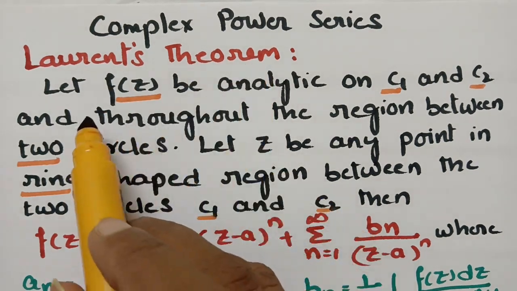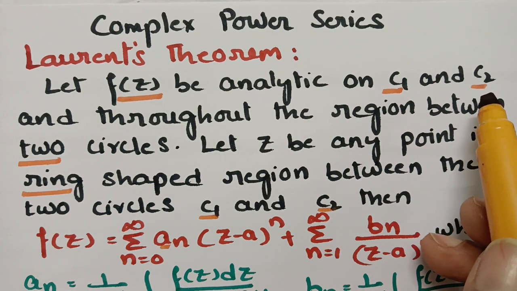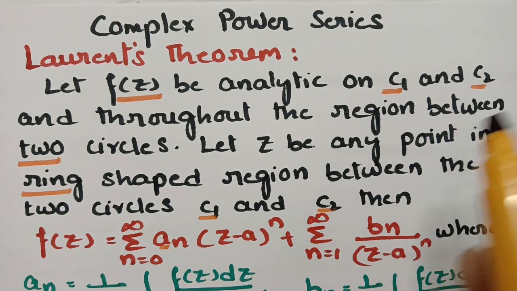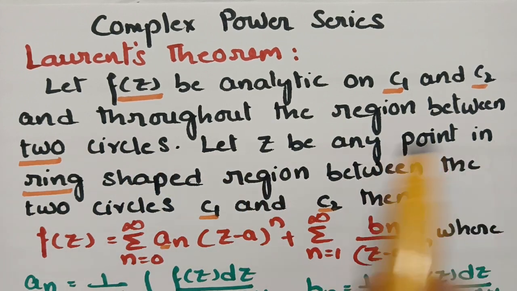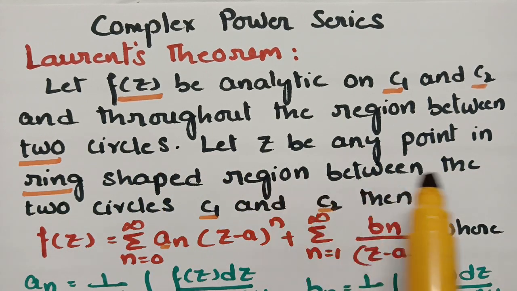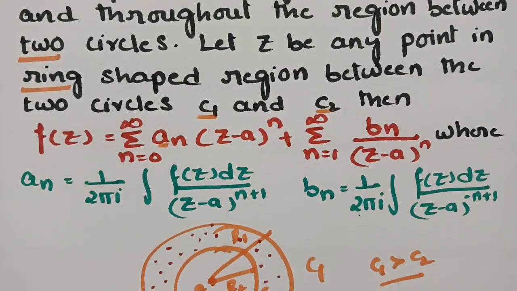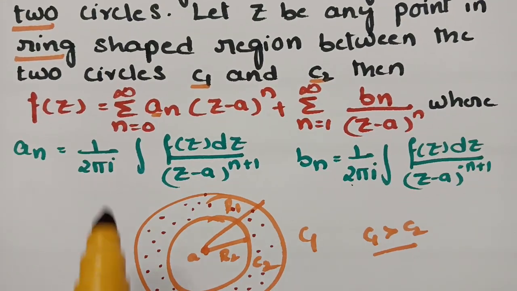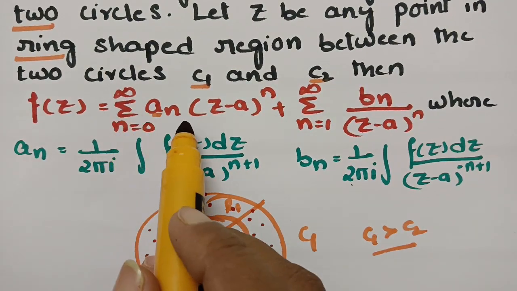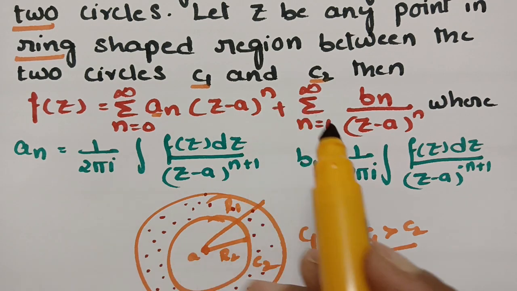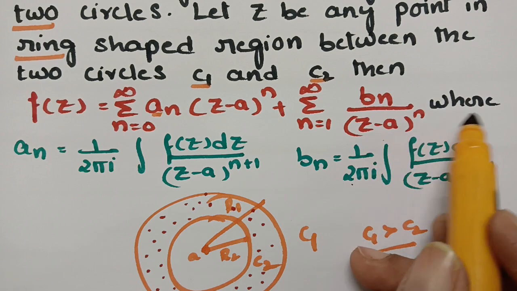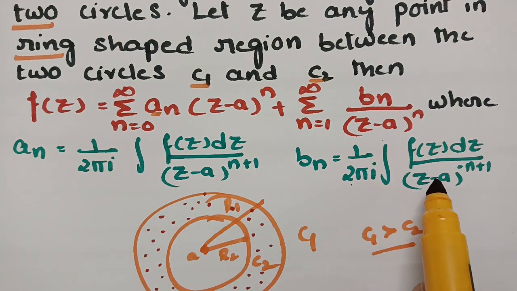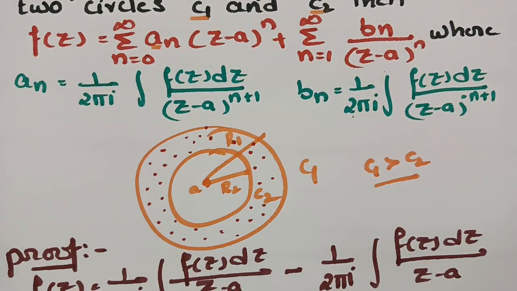Laurent theorem. Let f of z be analytic on two concentric circles C1 and C2, and throughout the region between the two circles. Let z be any point in the ring-shaped region between the two circles. Then f of z is given as sigma n equals 0 to infinity a n (z minus a) power n, plus sigma n equals 1 to infinity b n by (z minus a) power n, where a n is this one and b n is this one. So this is the shape.